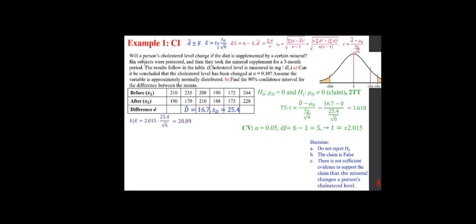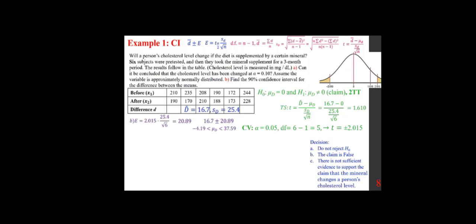We are going to use the x bar, or in this case d bar, of 16.7, and add and subtract this number. When we do that, it results in the following. And as you can see, the confidence interval contains 0. Therefore, same decision, do not reject H0.